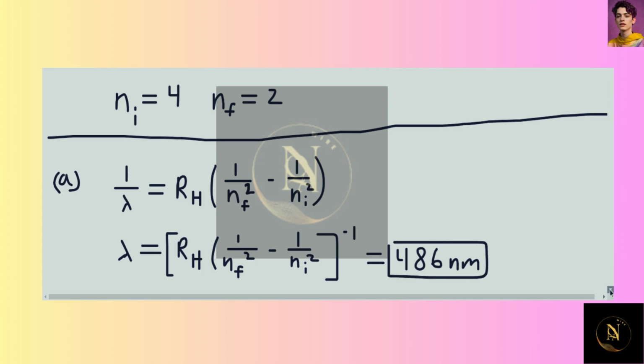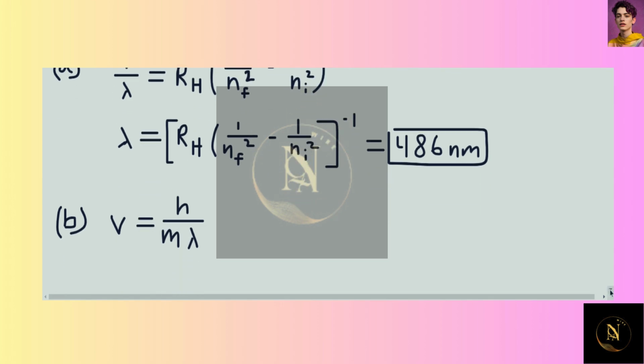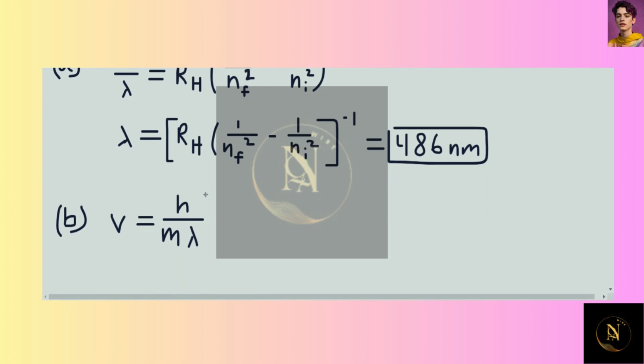Part B wants us to find the speed of the atom. The recoil speed is going to be equal to Planck's constant divided by the mass of the atom times the wavelength. And of course, for wavelength, we're going to use units of meters, so it's 486 times 10 to the minus 9 meters. Planck's constant is 6.626 times 10 to the minus 34 joule seconds. And then m here is the mass of the hydrogen atom, so 1.67 times 10 to the minus 27.